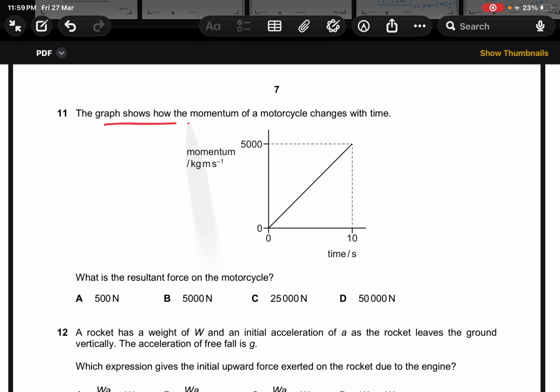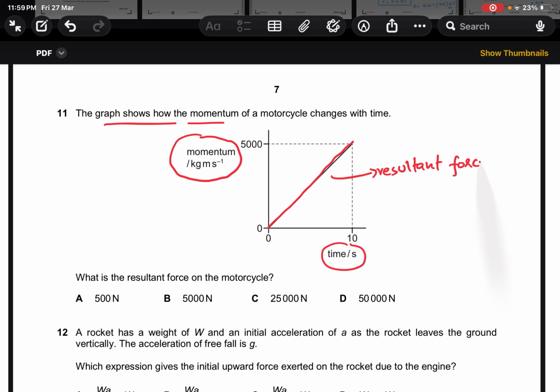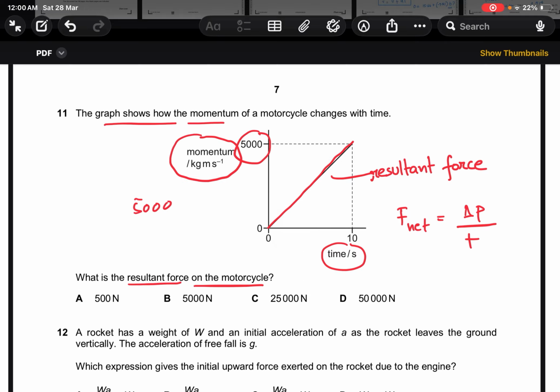The graph shows how the momentum of a motorcycle changes with time. So we know that we can get the change in momentum from the graph, and we know the time. The gradient of this graph is going to give me the resultant force. What is the resultant force on the motorcycle? You know that the resultant force, which is net force, equals your change in momentum upon your time. The momentum is changing by 5,000 kilogram meters per second, upon the time, which is 10 seconds. We get 500 newtons as our resultant force.